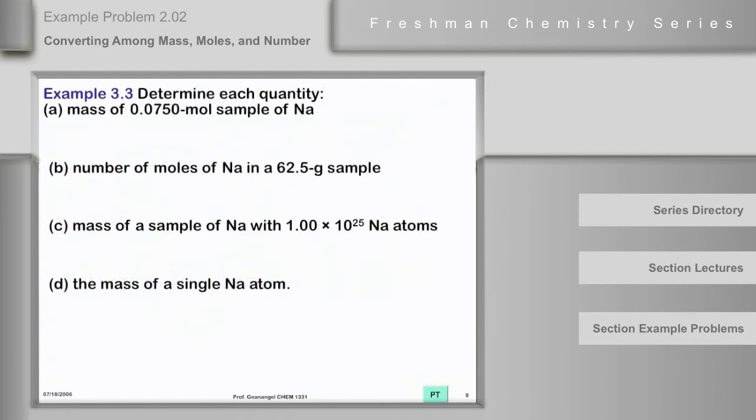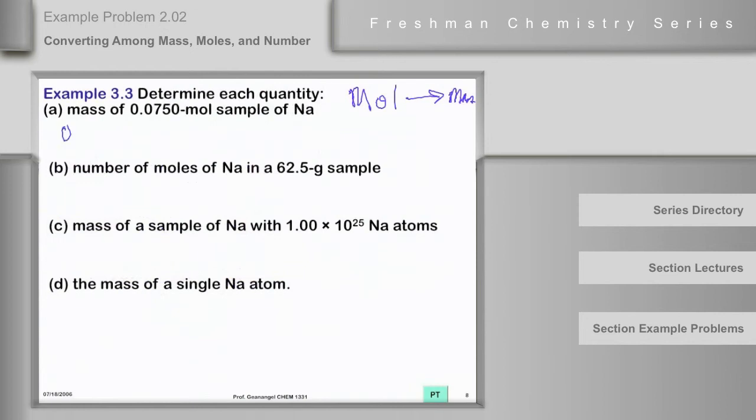Okay, so we have four little problems here. The first one is to determine the mass of a 0.075 mole sample of sodium. So we're given moles, and we want to convert it to mass. This is a mole to mass problem, is how I'll refer to it.